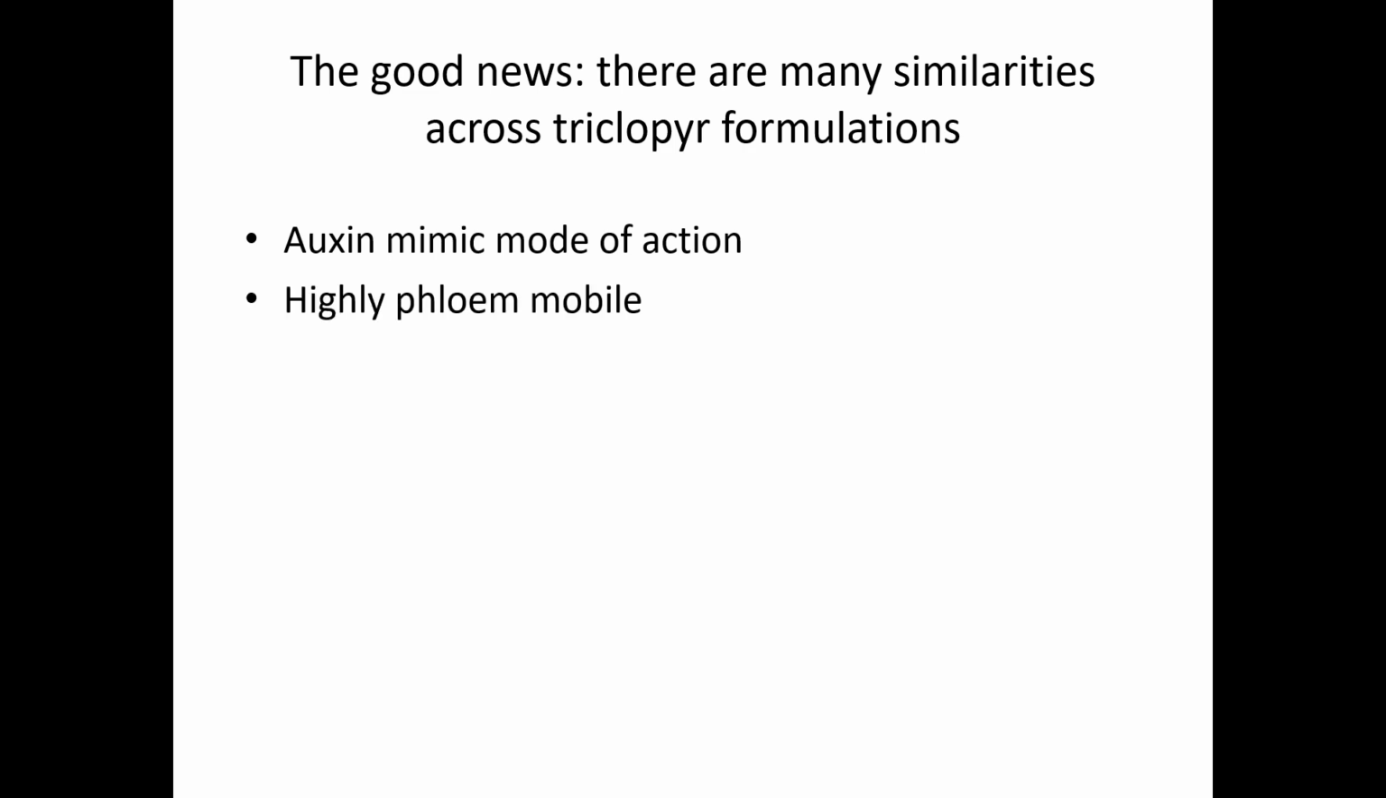The good news here, there are many similarities across these formulations. They're not all horribly different, all right? They all have the same mode of action. So they're auxin mimics, similar to your base Triclopyrs of the Amine and the Ester, and they're going to operate very similarly to your classic formulations. They're highly phloem mobile, so they're absorbed through the foliage, through the leaves, and transported symplastically throughout the plant, primarily in the phloem. So there's going to be some source-sink relationship there that is going to drive the flow of these herbicides throughout the plant.